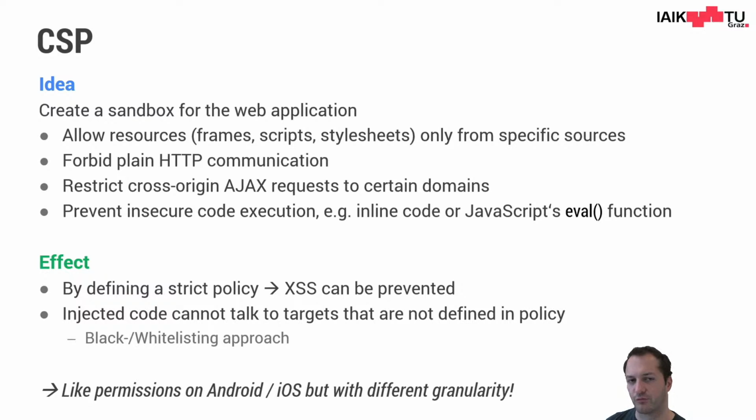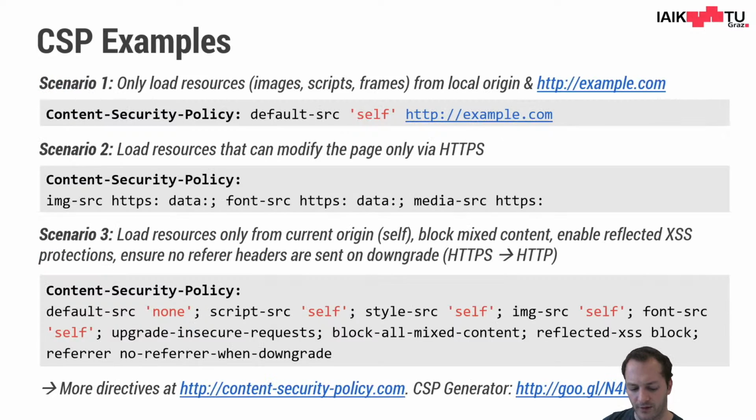And to remember how it works, probably think of the permissions you know from Android and iOS, where you allow a certain app to do certain things and prevent others. Like if the app requests access to the camera, you would say, no, I do not allow this. So to some extent comparable. And as I said, depending on whether you have modern browsers, a lot of these rules can be set and can be enforced by the browsers.